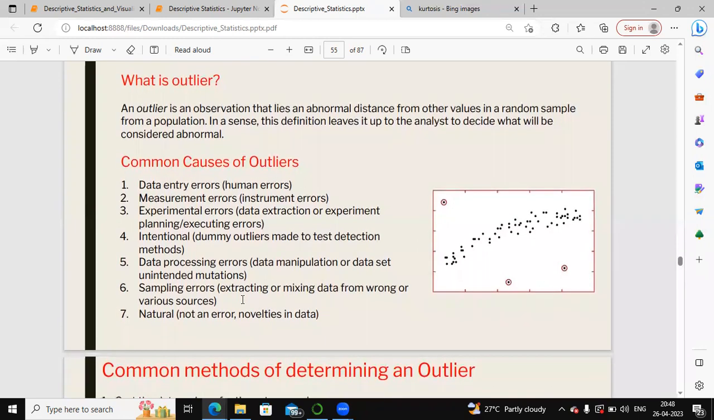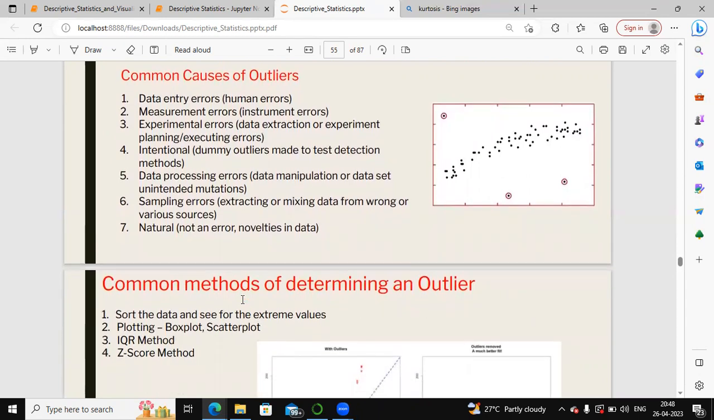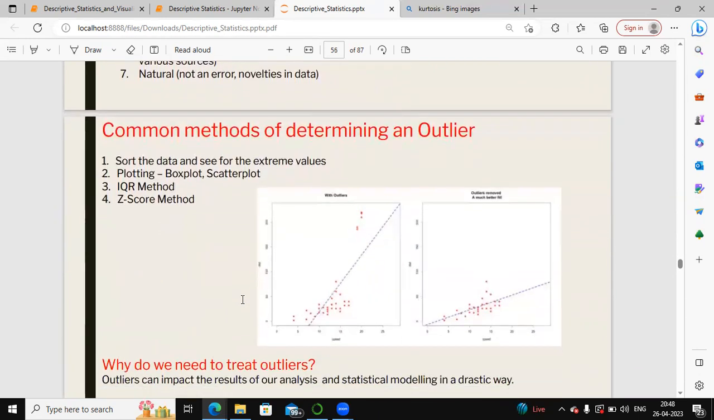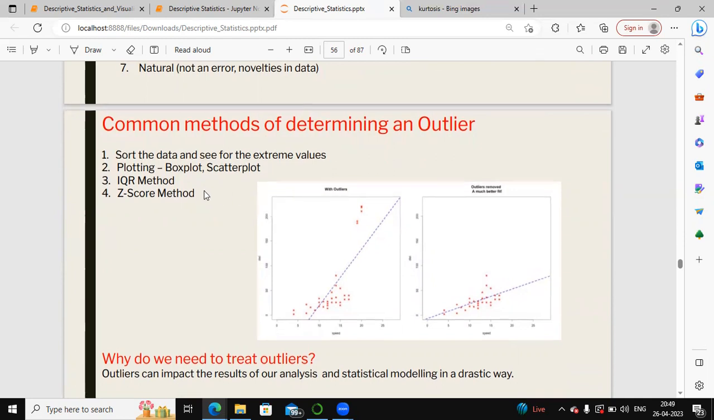Data processing errors can be there sometimes by data manipulation or unintended limitation of the data set. There are sampling errors also. There are natural errors also, not caused by human or any instrument. It is natural. Common methods to determine an outlier: what you can do is sort the data and see the extreme values first, then plot the box plot and scatter plot. You can also use the IQR method, or the Z-score method.